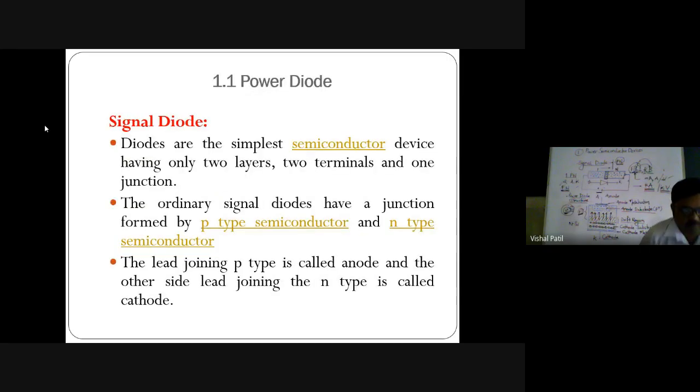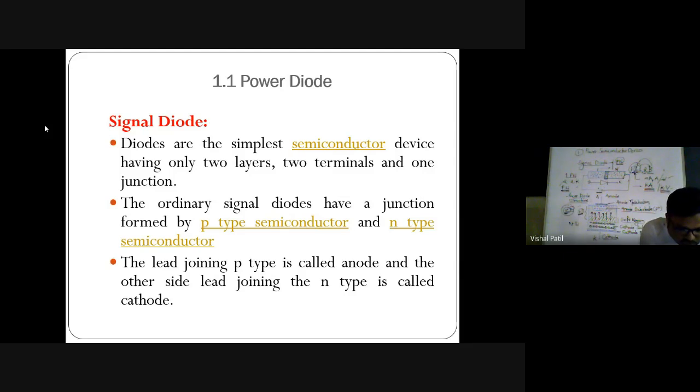So diodes are the simplest semiconductor devices. As I said, this is one of the fundamental semiconductor devices. It has one PN junction, two terminals, and two layers: P and N, as well as two terminals, anode and cathode, and one junction, which are the parts of a PN junction diode.